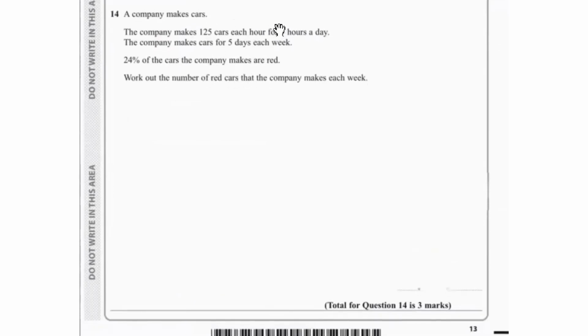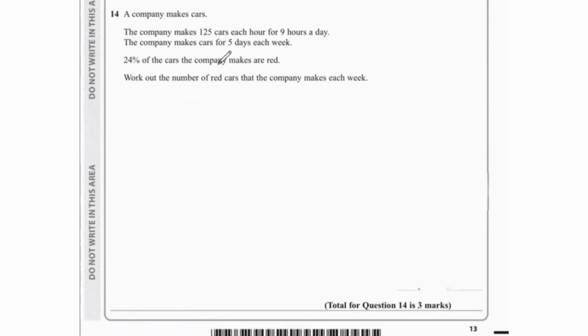Then a company makes cars. The company makes 125 cars each hour for 9 hours a day. The company makes cars for 5 days each week. 24% of the cars the company makes are red. Work out the number of red cars that the company makes each week.